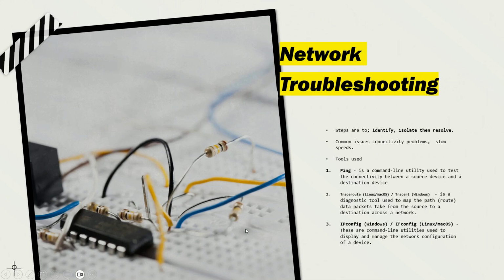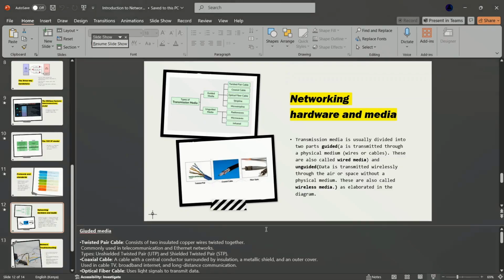So network troubleshooting, you've seen how ping works, testing communication in a network. ipconfig is used to display and manage the network configuration. We have used ipconfig in our case for Windows to display the network details of our device. Traceroute, in another case, is a diagnostic tool used to map the path data packets take from the source to a destination across a network.